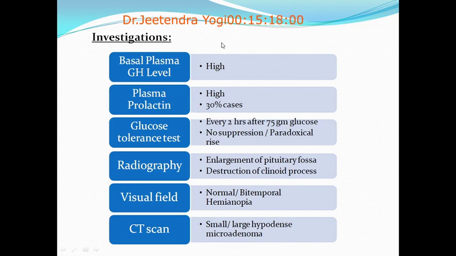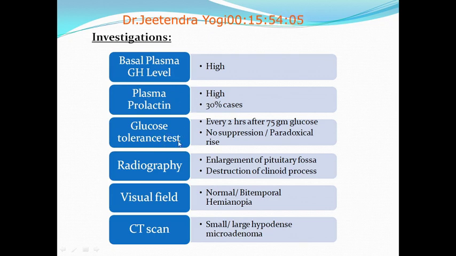Now come to the investigational part of the acromegaly and gigantism. So to detect the functional abnormality of acromegaly and gigantism, we have to go through the following tests. We have to see the basal plasma level of growth hormone. So we found it high in concentration. We will see the plasma prolactin level. Again, in 30% of the cases, plasma prolactin level is high.